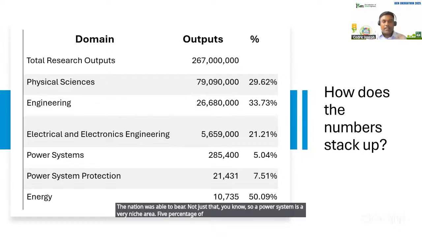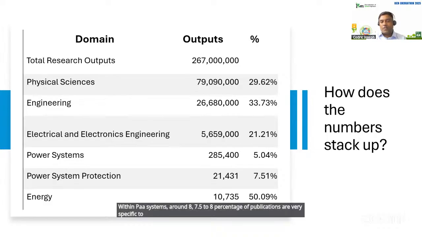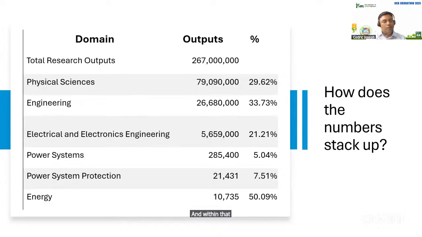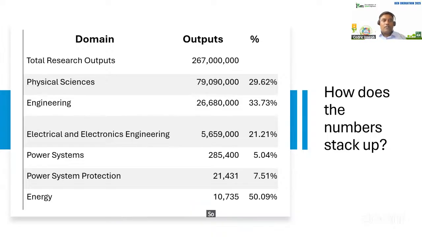5% of all electrical and electronic publications are related to power systems. Within power systems, around 7.5 to 8% of publications are very specific to power system protection. And within that, power system is about energy. So pure play energy related research outputs contributed to 50% out of all power system protection. Around 20% of all energy related power system protection outputs were related to green energy. So this is how the numbers look. So it's a very niche area.